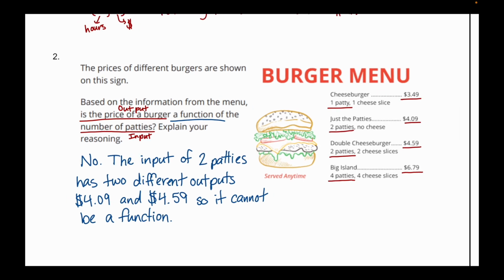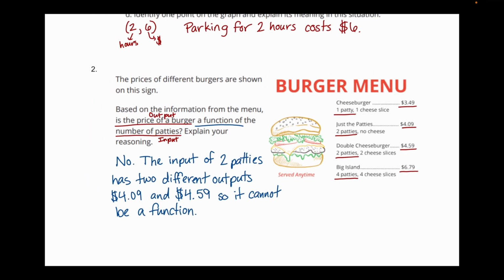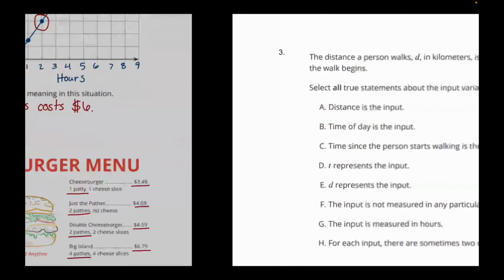That's our answer. It can't be a function because we have two different outputs for the input of two patties. And that input of two patties, if this was a true function, that would mean those burgers should have the same price. And they don't. So let's move on to question 3.